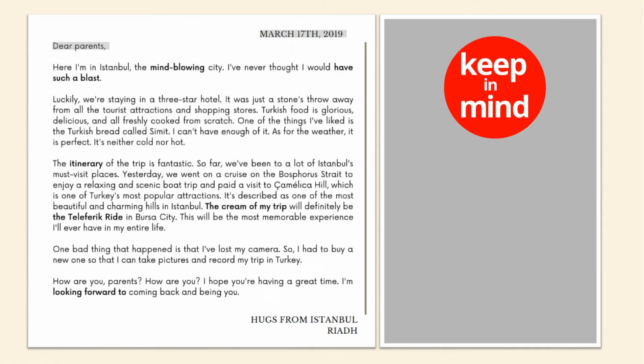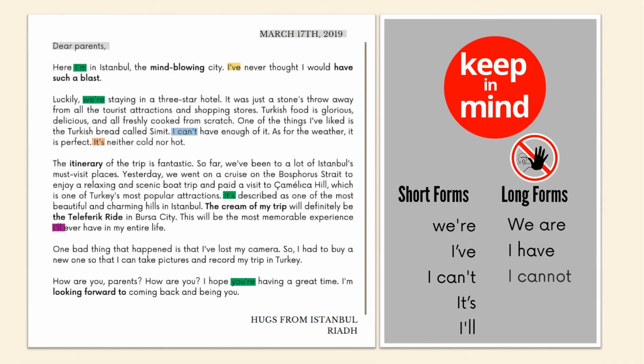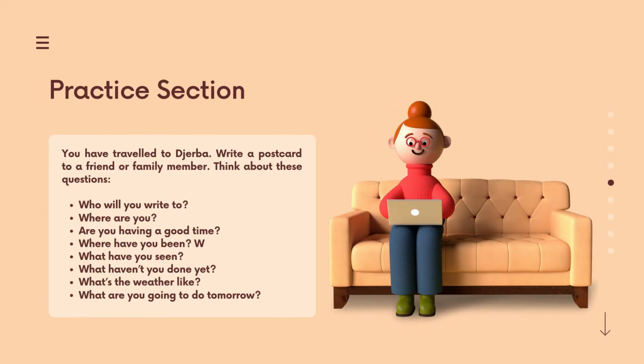Now I would like to remind you of something very, very important. As we said earlier, postcards are informal, casual, and fun. So they are sent to our parents or to our friends. And as you can see here in this postcard, I have used these short forms like we're, I've, I can't, it's and I'll, instead of we are, I have, I cannot, it is, and I will. This is because we tend to use these forms when we are speaking, and using them in written English makes it sound more informal.